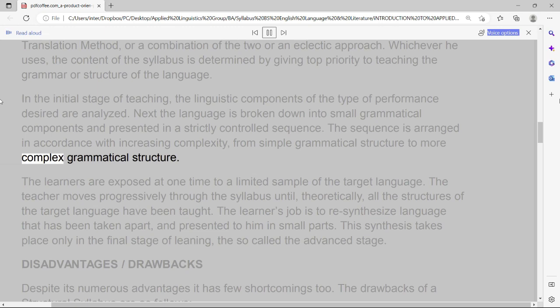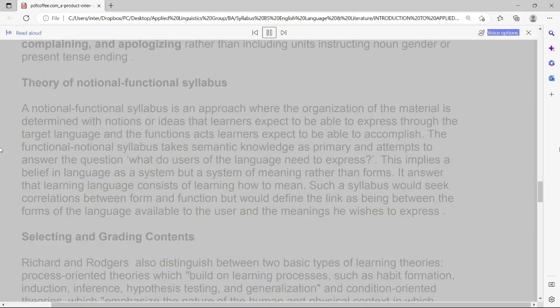According to Wilkins, 1972, proponents of this kind of approach believe that the usage of language for learners is more important than the digestion of an unapplied system of grammatical forms. Therefore, a notional-functional syllabus is a kind of communicative syllabus which organizes units with the foundation of some functions such as asking questions, expressing opinions, expressing wishes, making suggestions, complaining, and apologizing, rather than including units instructing noun gender or present tense ending. Theory of notional-functional syllabus.